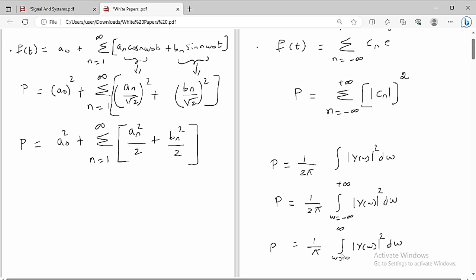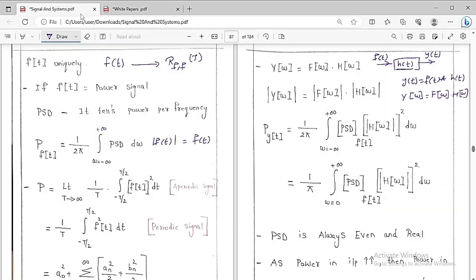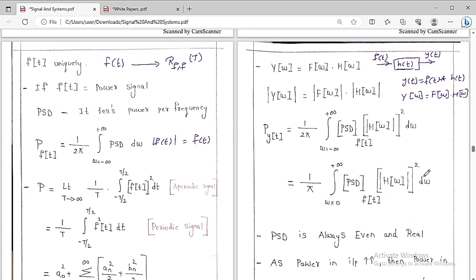You know that mod of y of omega is nothing but mod of f of omega into mod of h of omega. This will simplify and we are going to get this expression. Mod of f of omega whole square is nothing but the power spectral density of f of t. We can write the power spectral density of h of t also, but I have not written it, the concept is the same. I think you have understood. This is the expression that you always have to keep in your mind.